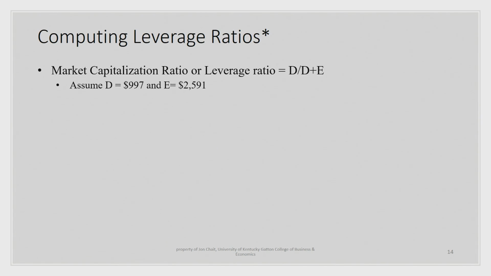A simple example: assume debt is $997 and equity is $2591. What's the ratio? Well, the numerator is going to be $997, of course. That's debt. The denominator is going to be $2591 plus $997, or $3588, which would tell us that the leverage ratio is 27.8%.